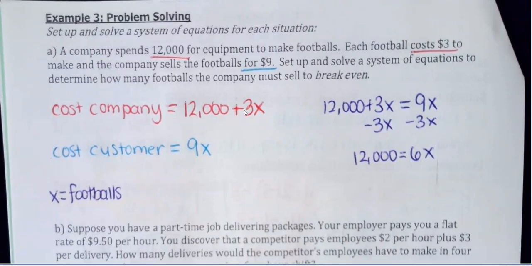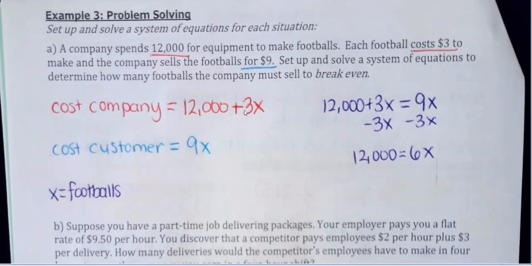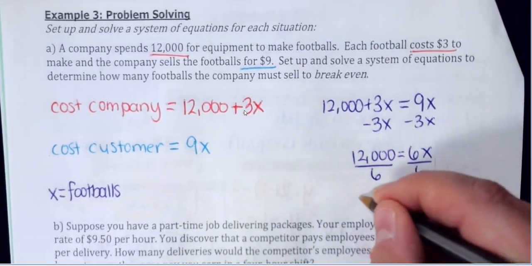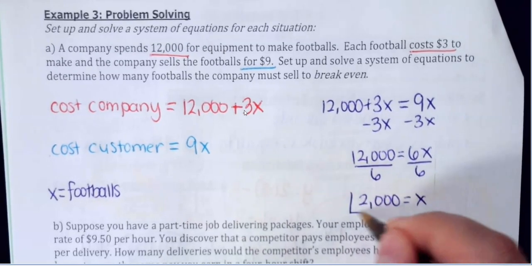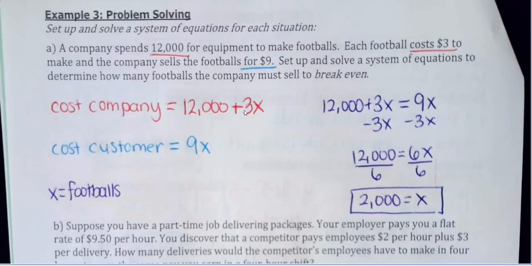You're trying to figure out how many they have to sell to pay off that $12,000 in equipment. After this number, each one would just be a profit. So I'm just going to divide by 6 real quick, and that's just going to give you 2,000. So they just have to sell 2,000 footballs, and then they have broken even.